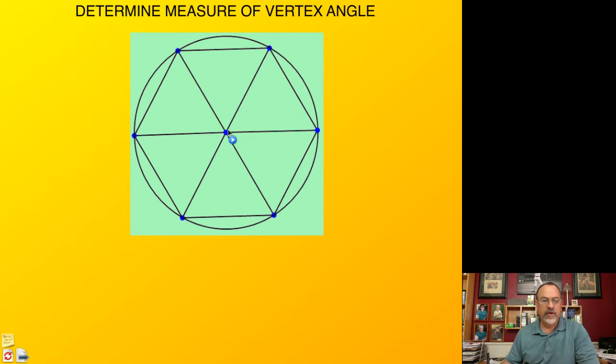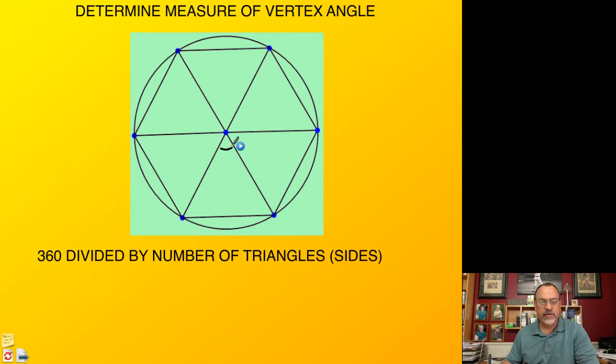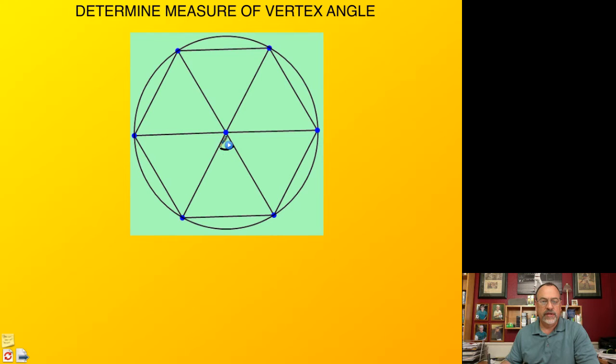Now, how do we figure out the measure of one of these vertex angles? In other words, we have these equilateral triangles. No, we don't. We have these isosceles triangles. And how could we measure or calculate the measure of one vertex angle? I think I just showed you the answer. Because they're all the same, I only need to measure one, and then I could figure out all of them.